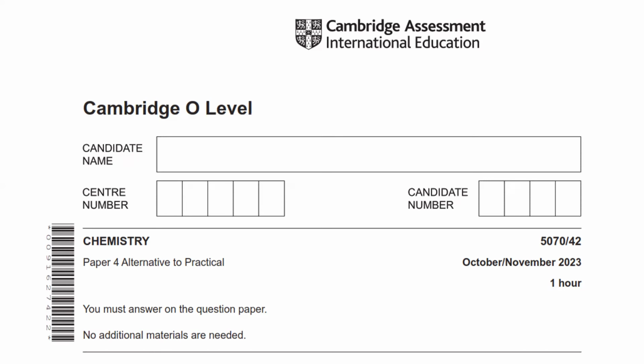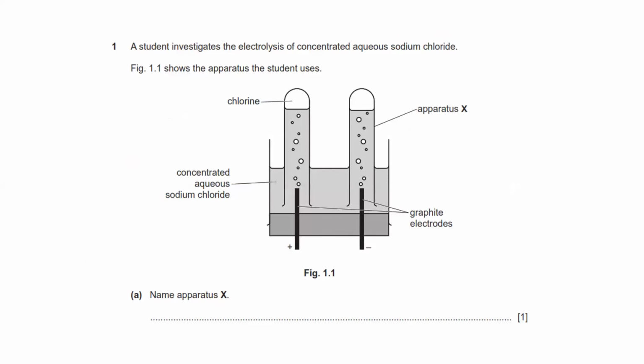So let's start. First question, it says, a student investigates the electrolysis of concentrated aqueous sodium chloride. Figure 1.1 shows the apparatus the student uses. Name the apparatus X. So see here, we have two inverted test tubes, we have two electrodes, we have a container containing aqueous sodium chloride, and we have these graphite electrodes and these inverted test tubes. So apparatus X is an inverted test tube, or actually it is a test tube.